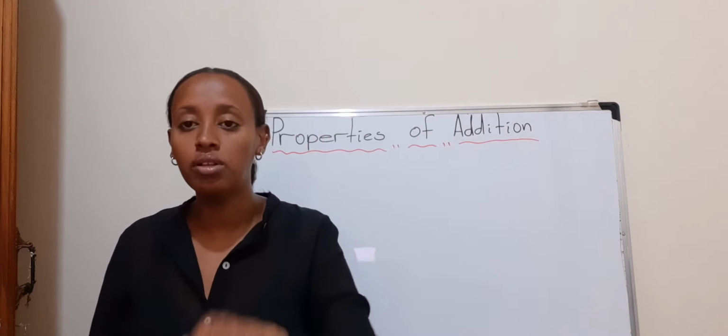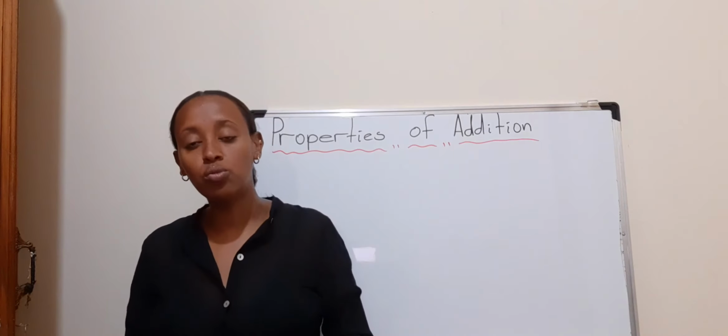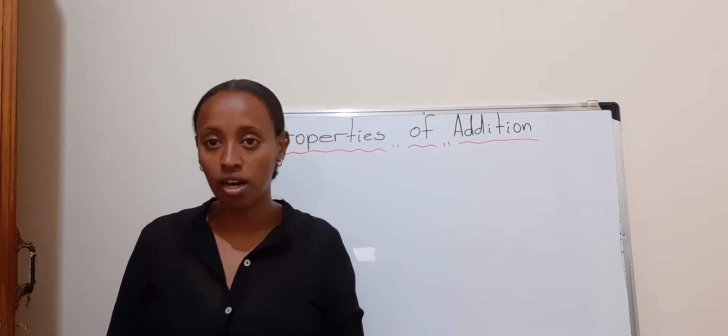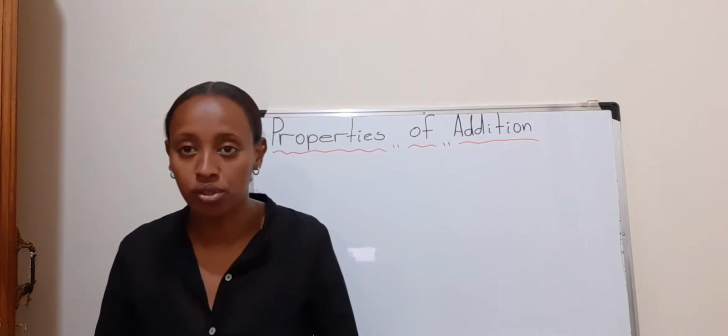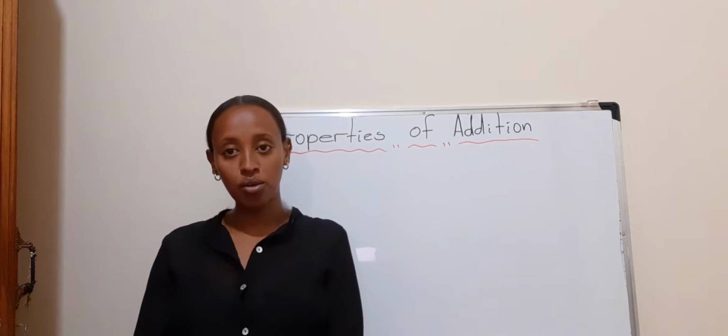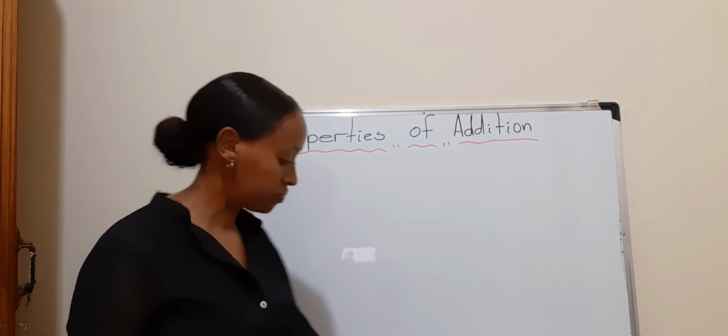In our level, we will see two properties. The two properties of addition are the additive property and the commutative property of addition. Are you ready? Nice. Before that, let me tell you one thing.